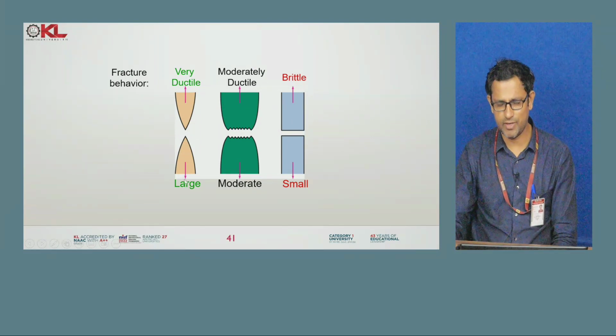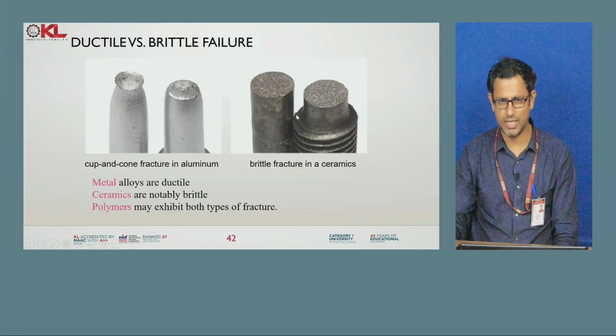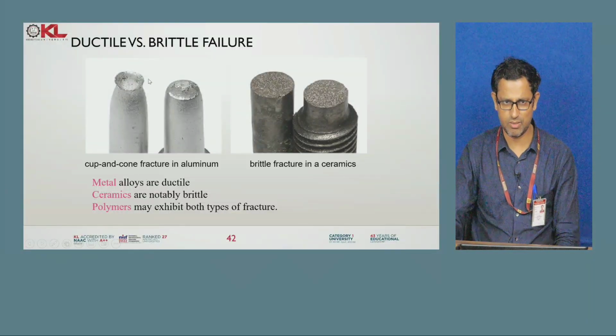So in a nutshell, if I get the cup and cone shape in my fractography or some examination, then I can say the material is subjected to ductile failure. And if I get the failures like this, I can say it is brittle failure. So we will see some of the SEM, scanning electron microscope images. These are the actual samples that are subjected to the failures.